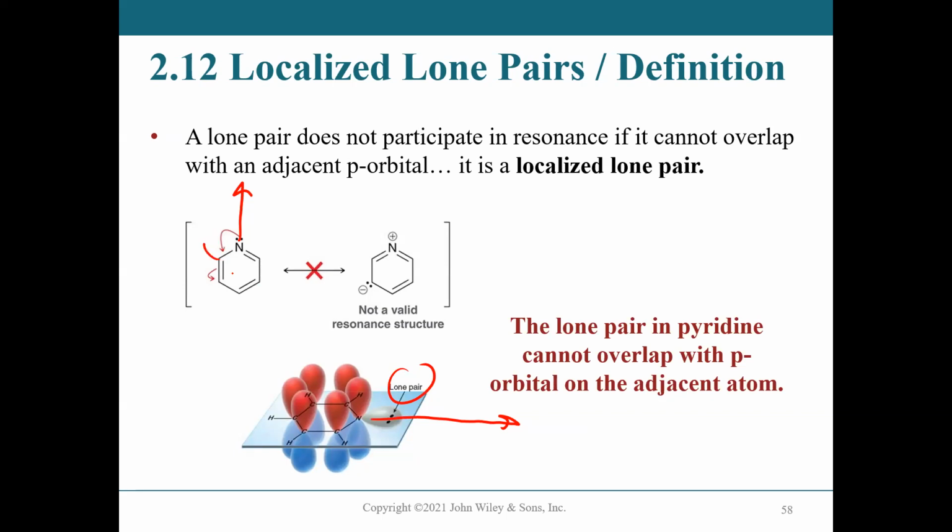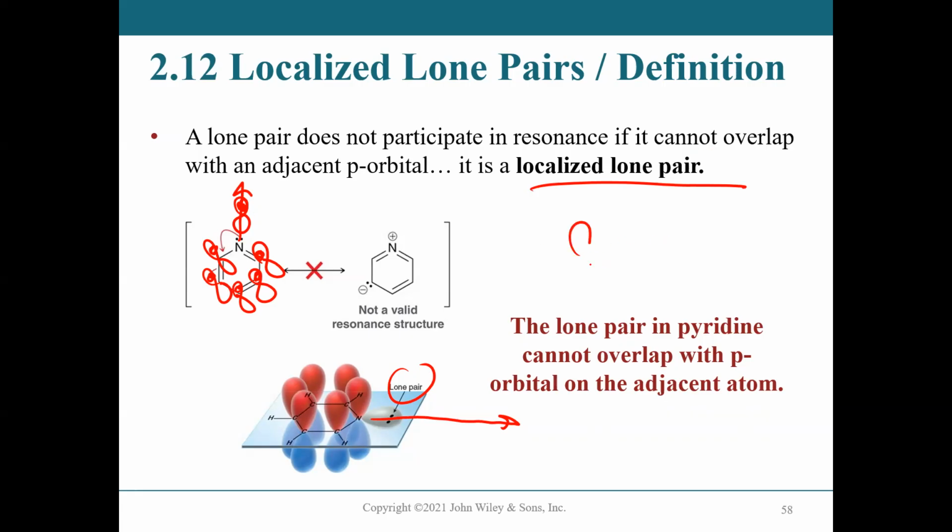Now, all these have pi bonds like this. And that's what you're seeing right here. Now, this one I'm going to draw like that. It's pointing out. It's not contributing to the overall structure. So that's what's going on in this slide. So it's called a localized lone pair, since it cannot overlap.